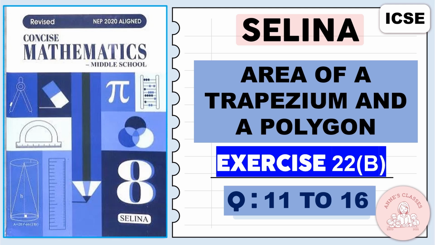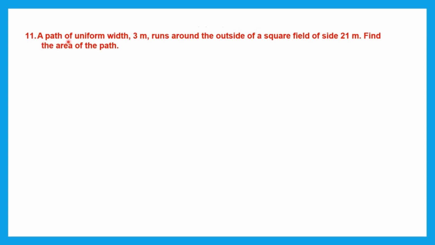Let's do area of a trapezium and a polygon, exercise 22b. Question 11. A path of uniform width 3 meters runs around the outside of a square field of side 21 meters. Find the area of the path.